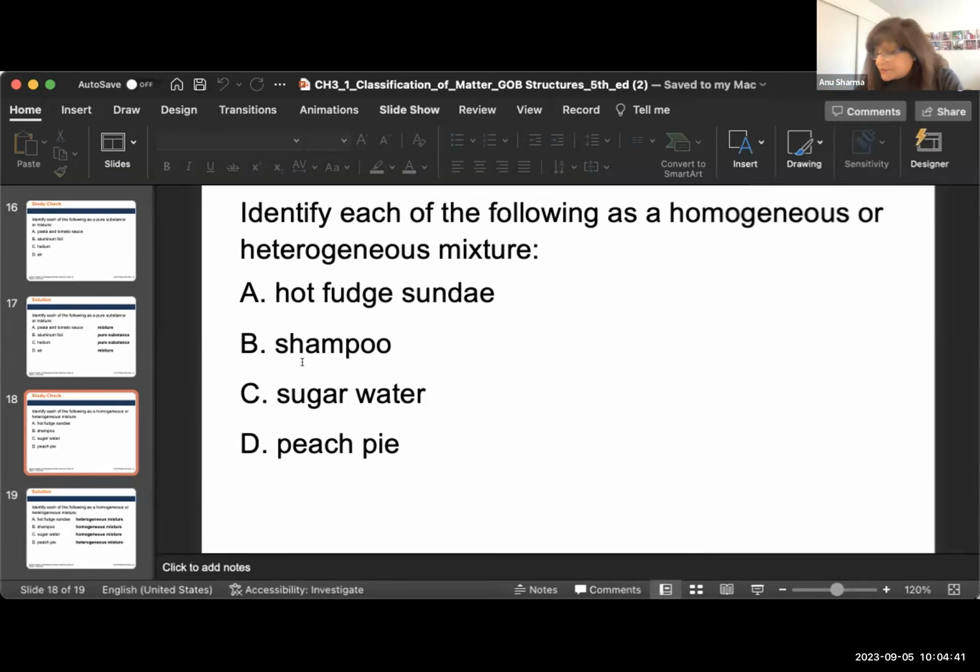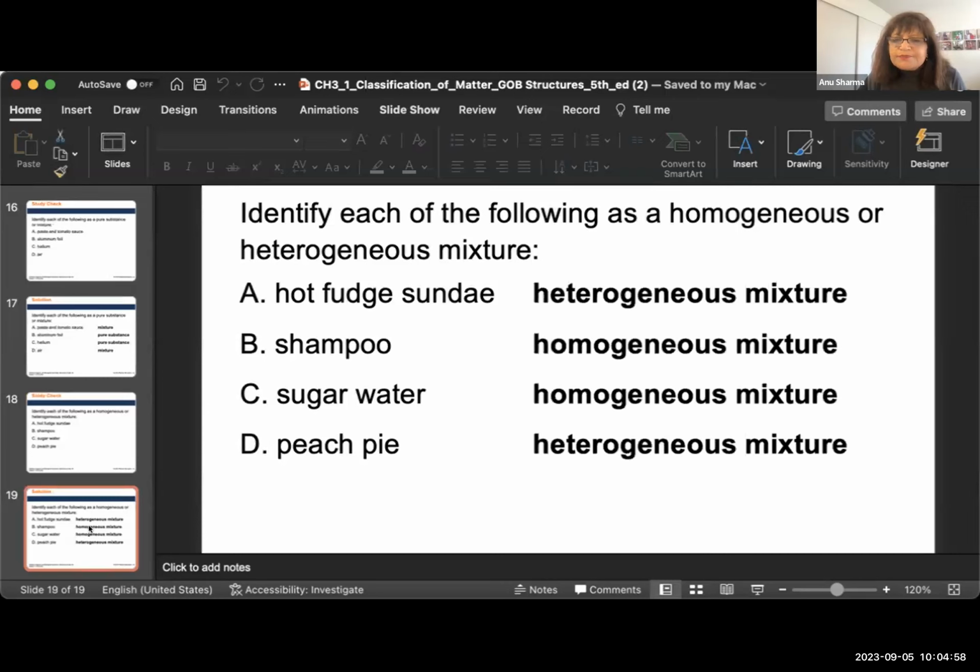Sugar water. All one, right? Sweet water. It's all one. Okay. Peach pie. Peaches in a pie, right? You can see the peaches. So heterogeneous mixture. Okay. These types of questions are going to be asked on the exam.